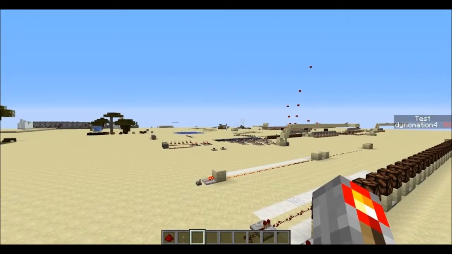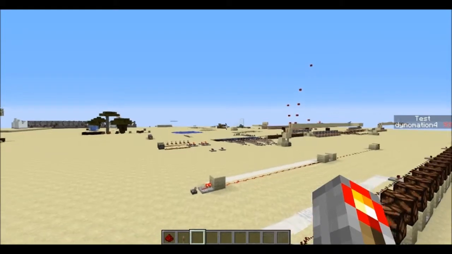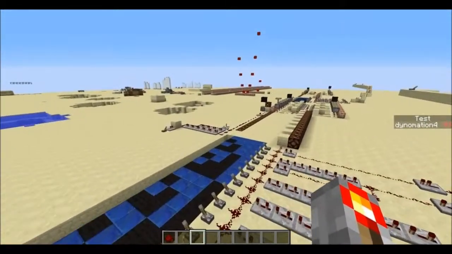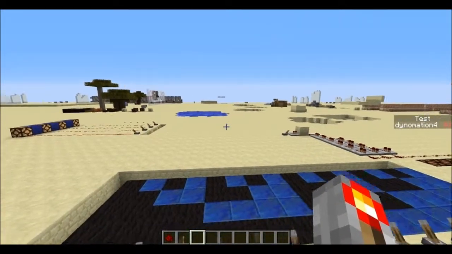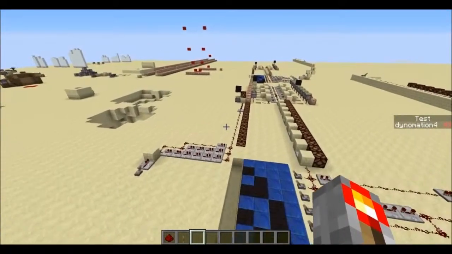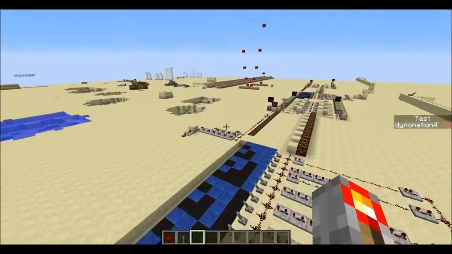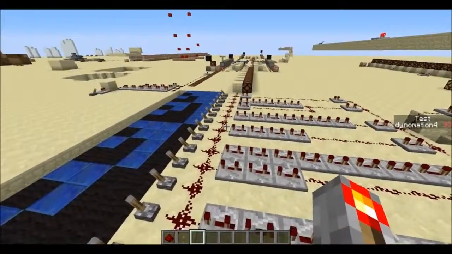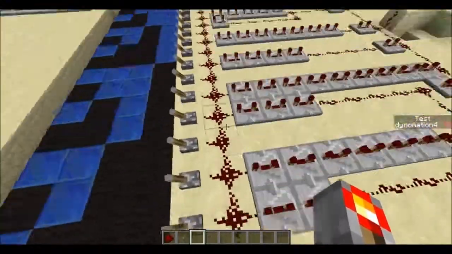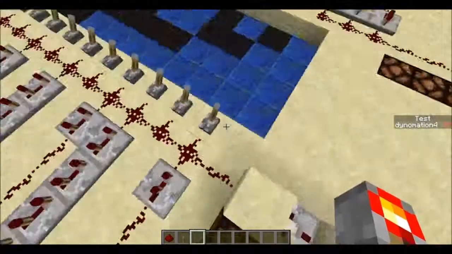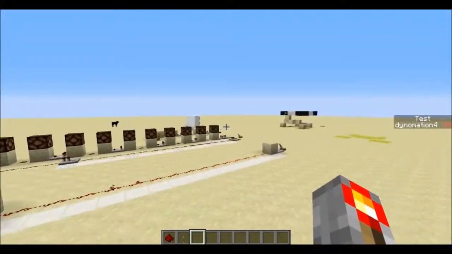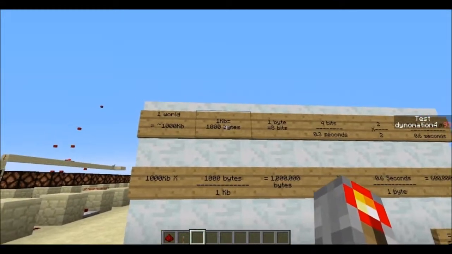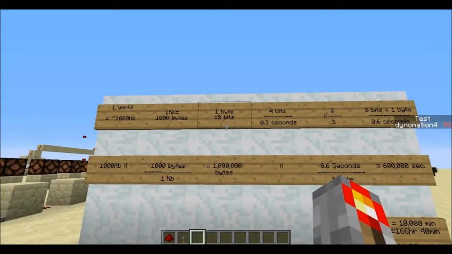So that's great, but now what? Well, I wanted to figure out how long it would take a single redstone wire to load an entire Minecraft world. So I compressed this world down to a zip file, and the size of it was 1,000 kilobytes, sorry. And that's, yeah, I'll get into that. So how long does it take a redstone wire to transfer 1,000 kilobytes? So a kilobyte is 1,000 bytes. Here it is. One world is 1,000 kilobytes, which is 1,000 bytes, and 1 byte is 8 bits.